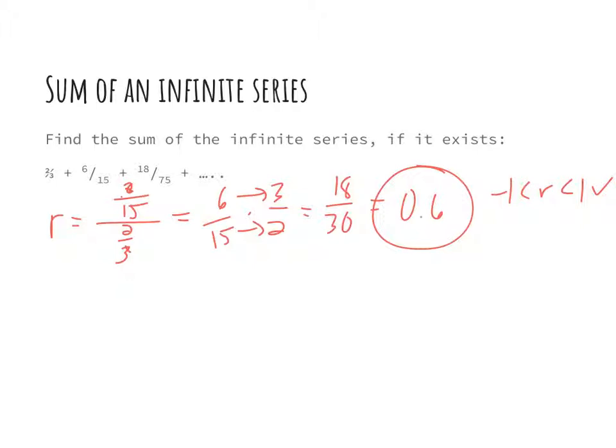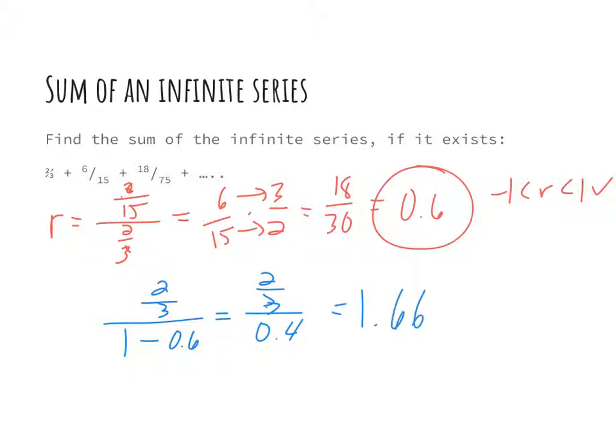to find the sum. So in order to do that, I'm going to take the first term here, and I'm going to divide it by 1 minus r, which is 0.6. So I'm going to take 2/3 and divide it by 1 minus 0.6, which gives me 0.4. So when I type this into my calculator, I can do 2 divided by 3 divided by 0.4. And when I do that, I get 1.66 repeating, which you should know 0.6 repeating is 2/3.